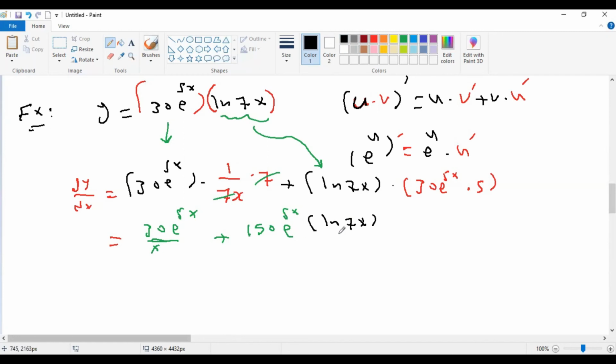The same if you have sine, cosine: number, e, then sine, cosine, to avoid multiplying by the angle. So this is the answer, the final answer.